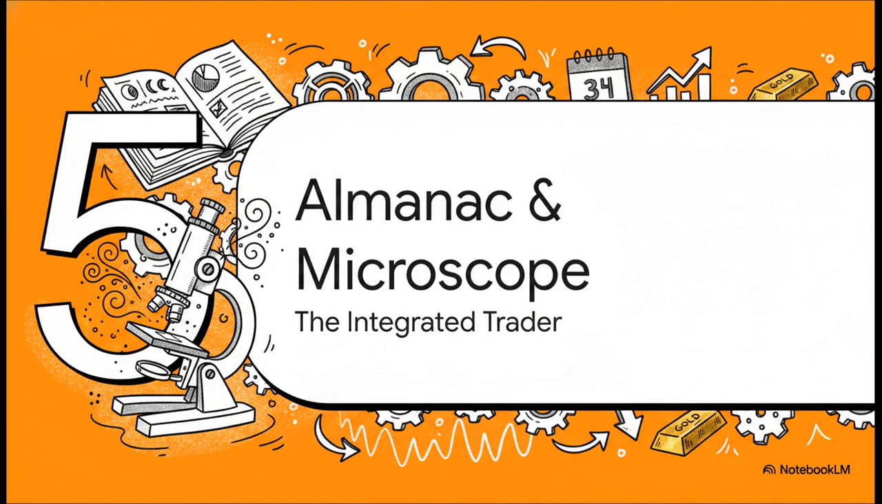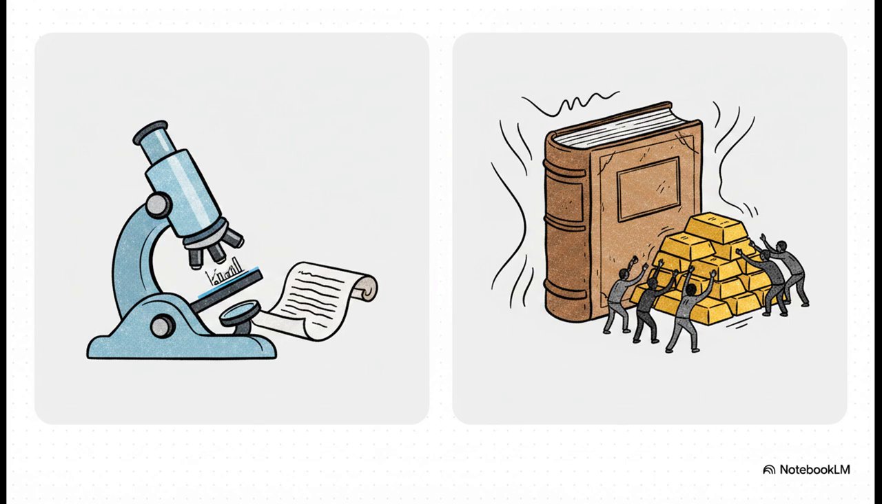All right, final section, section 5. The almanac and the microscope, the integrated trader. Let's bring this whole explainer together by looking at the 2 main tools on your desk. Think of the COT report as your microscope. It reveals the fine structure. It tells you exactly who is holding the paper contracts right now.